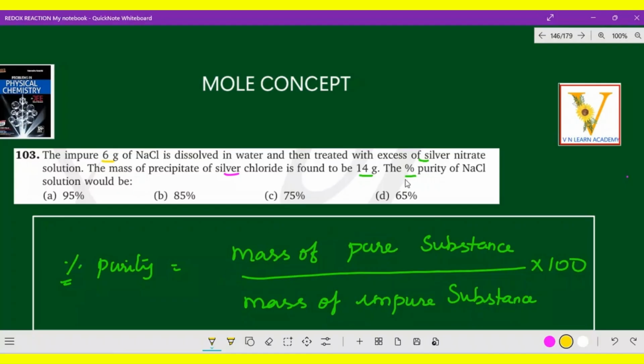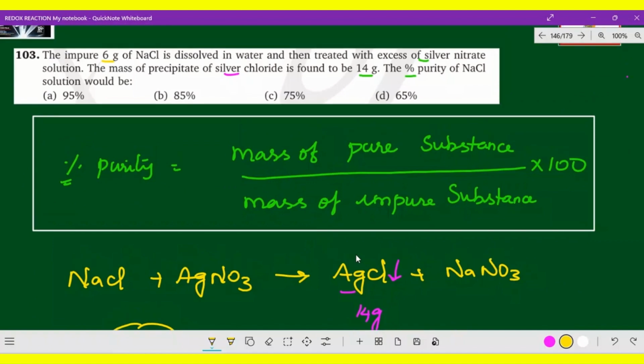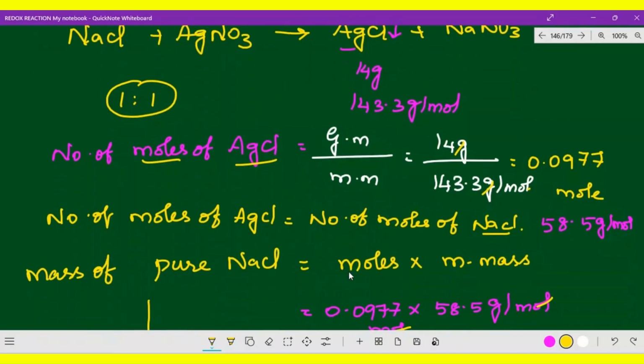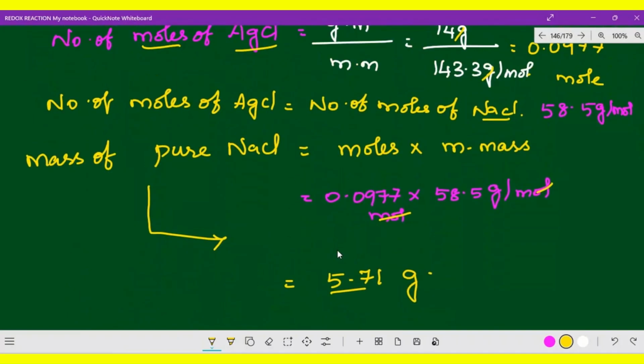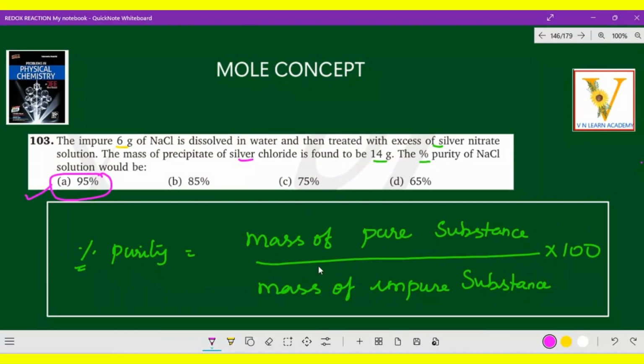As we mentioned at the end, it is percentage purity. So we remember this concept: percentage purity equals mass of the pure substance divided by mass of impure substance into 100. And the second point, we have to check the equation. For that, we have to identify the number of moles. Next step, the given mass we have to identify, that is the mass of the substance. So how do we identify the mass of the pure substance? That is through moles into molar mass. So these are the steps. You please remember. Now, which is the correct option? Yes, option A is the correct option, 95%. I hope you got the clear idea about this question. Come on, let us go to the next question.